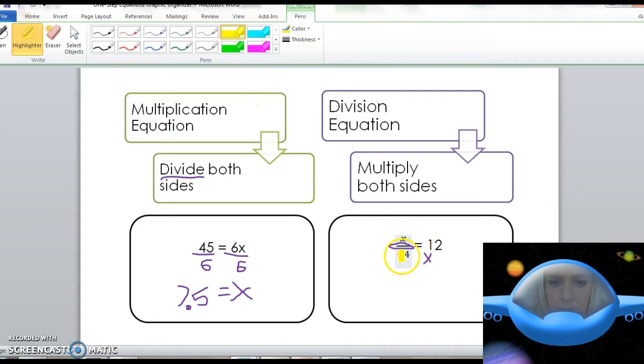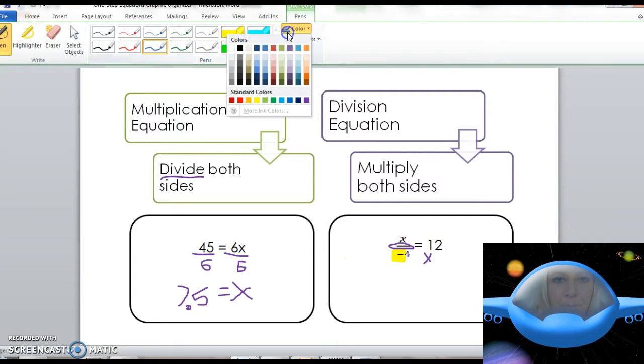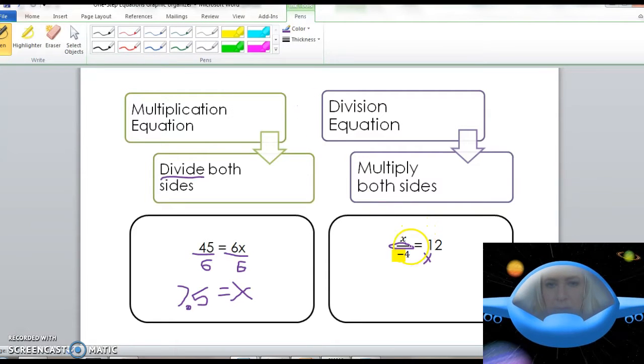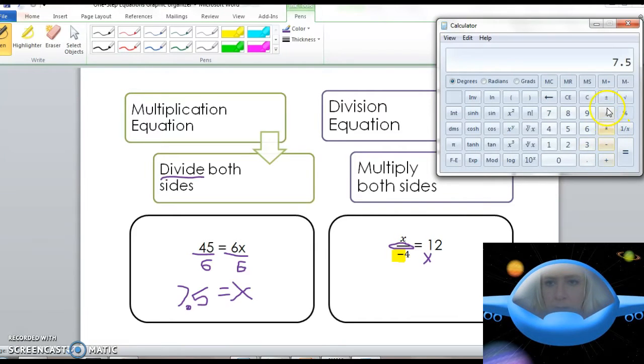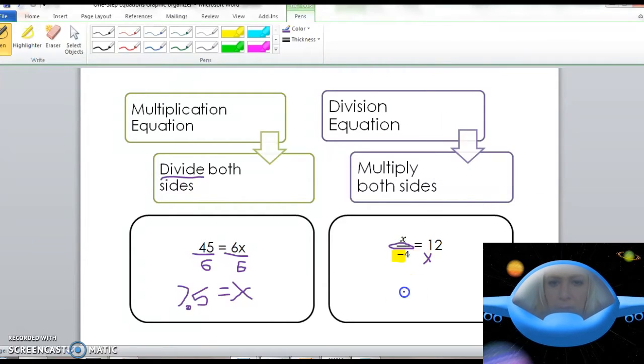Again, I see a negative here, so I might highlight it in order to just remember that it's there and I don't forget it. So I'm going to take negative 4 times 12. And get my final answer, x equals negative 48. Okay? And I'm going to circle this, as you usually should circle your answer.